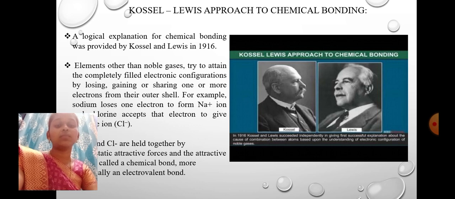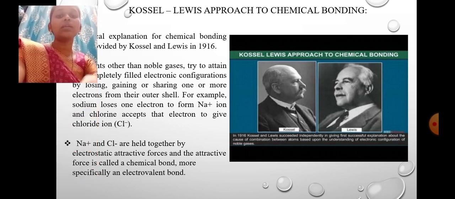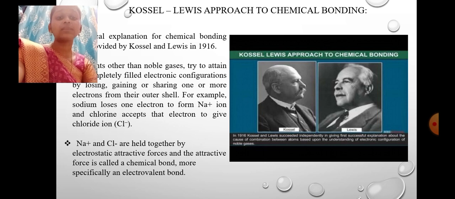For example, sodium loses one electron to form a sodium ion, Na+, and chlorine accepts that electron to give the chloride ion, Cl minus. So Na+ and Cl minus are held together by an electrostatic attractive force, and this attractive force is called the chemical bond.